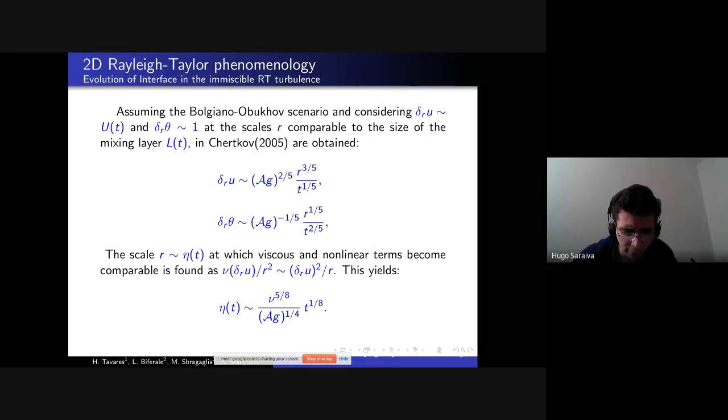So now we're going to address what we saw, which is the biggest difference between miscible and immiscible, which is related to the small scales and the statistics. So assuming, in 2 dimensions, the Bolgiano-Obukhov scenario, you have a turbulent picture where you have an inertial range limited above by the mixing layer length and below by the Kolmogorov scale. In this inertial range, assuming the Bolgiano-Obukhov scenario, where you assume that the energy flux due to the nonlinear terms is balanced by the energy flux due to the buoyancy term, you obtain a series of phenomenological predictions for velocity fluctuations, or the parameter fluctuations, and the evolution of the Kolmogorov scale.